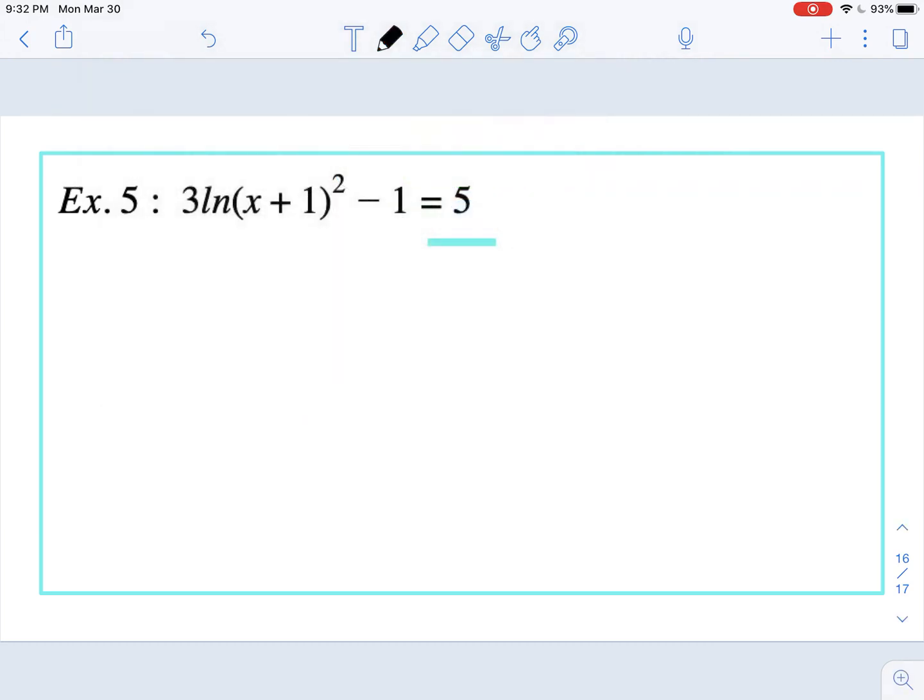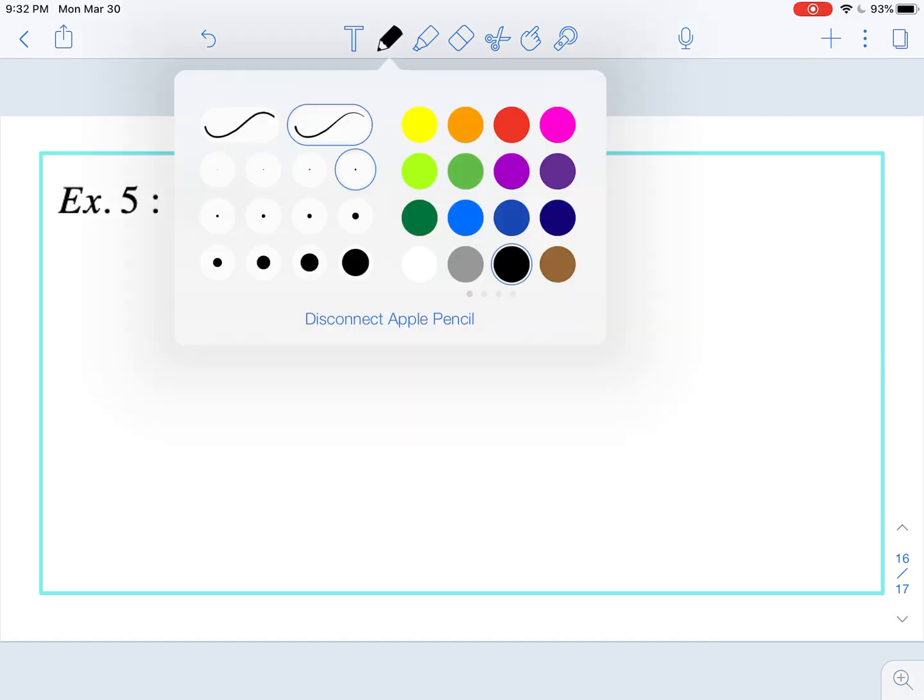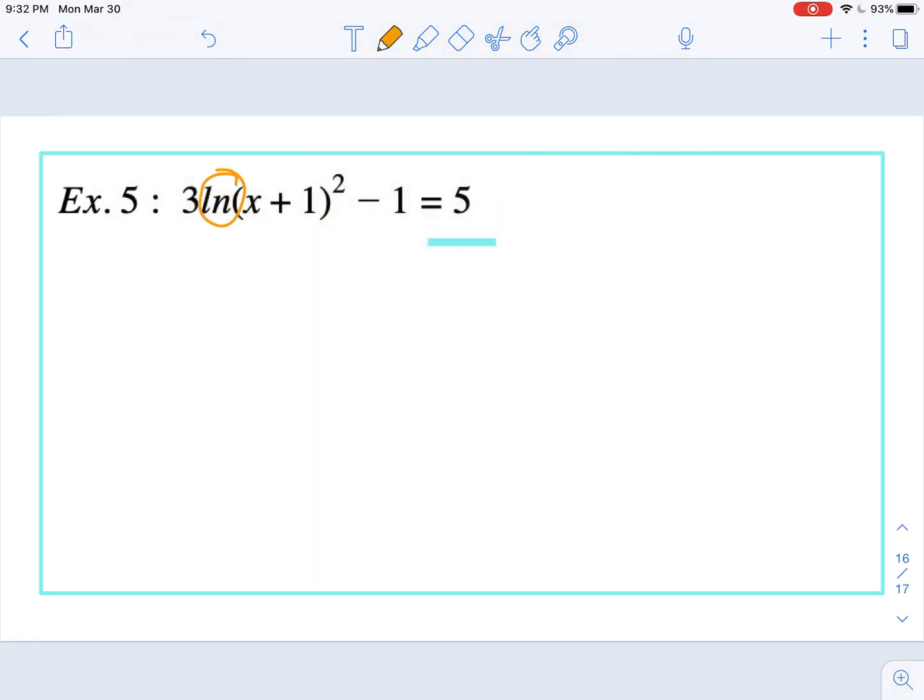Okay, example number 5. I thought it would be nice to do one that wasn't actually a common log, and in this case, you'll notice that we have natural log. And a natural log has a base of e. So it's not going to be base 10 like our other examples. It's going to be base e. Okay, so let's go ahead and isolate our log part first.